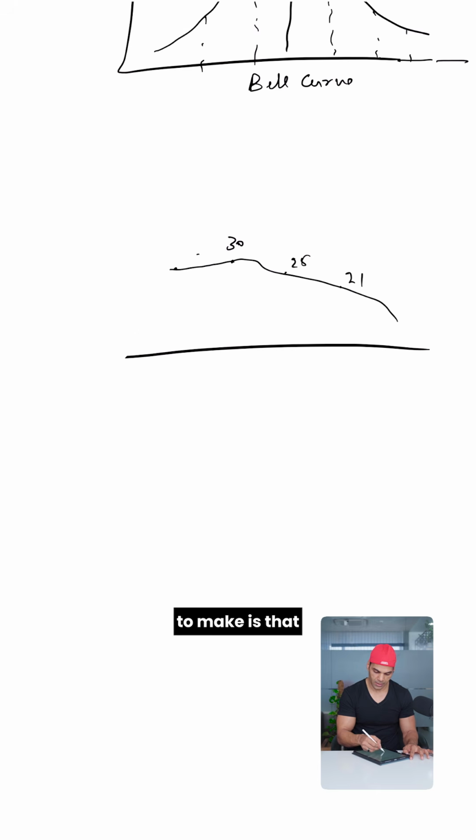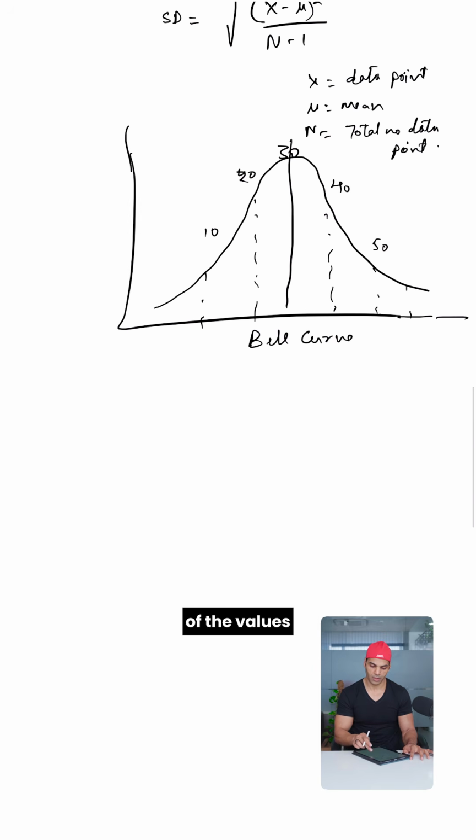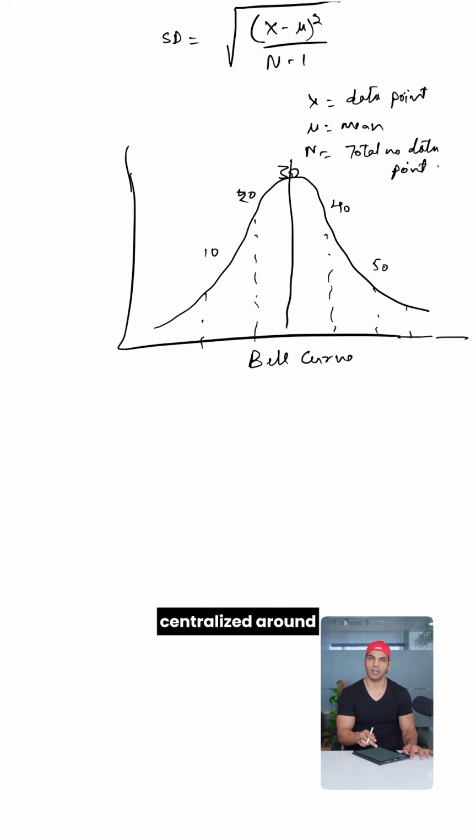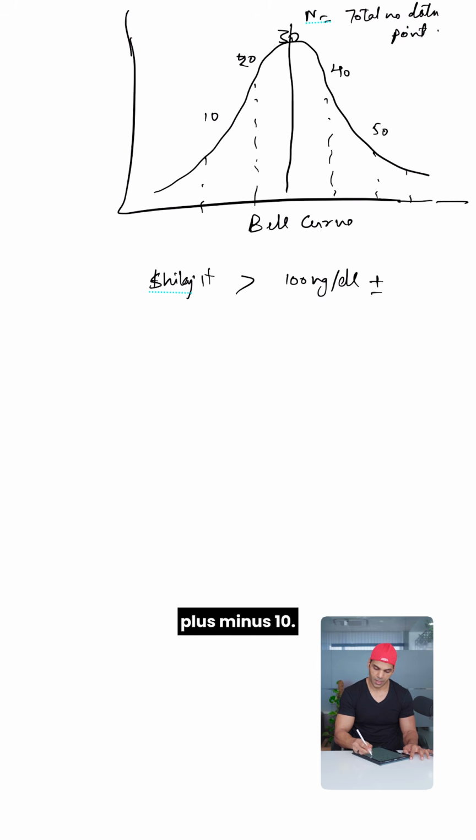The point I'm trying to make is that the data needs to have a normalized distribution. A bell curve should form, which means that most of the values you see in the result should be centralized around the mean. To give you an example, let's assume the research says that Shilajit consumption results in a boost of testosterone levels by 100 ng per dl plus minus 10. It means that most of the values are centered around the mean.